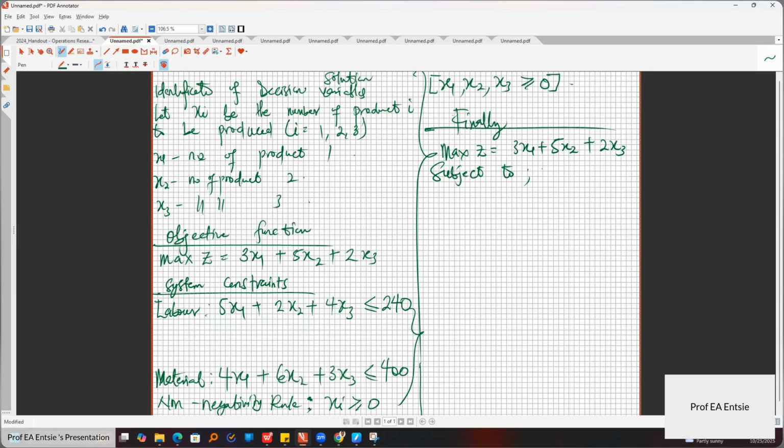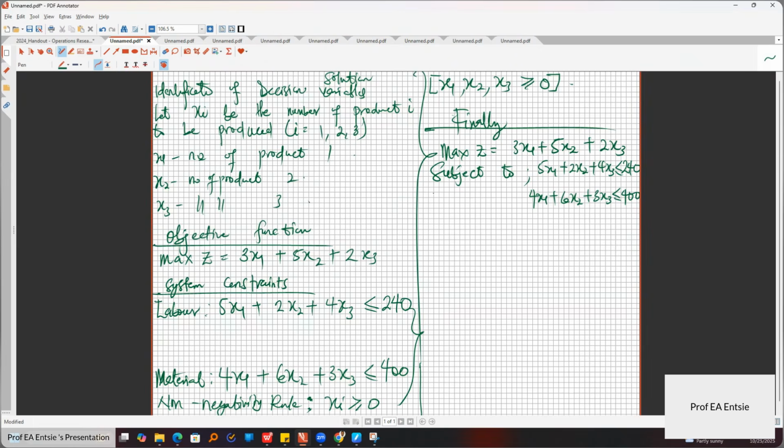Subject to labor: 5x1 plus 2x2 plus 4x3 less than or equal to what? 400. Subject to material constraints: 4x1 plus 6x2 plus 3x3 less than or equal to, oh sorry. So this one is 400 rather, sorry, and the labor one is 240, right? Yes, that's why I love work, to make you fast and sharp. So there was a mistake somewhere.